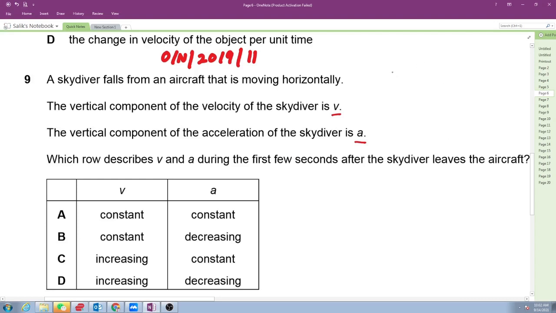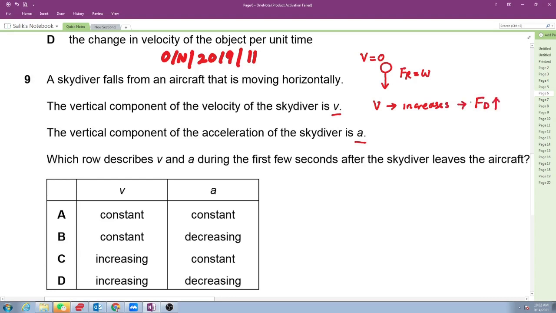So basically this is the terminal velocity topic. When the skydiver leaves at the start, only the weight acts and there is no other force. So the resultant force is due to the weight, because at the start the velocity is 0. As the object goes down, v increases. When v increases, the drag force increases.